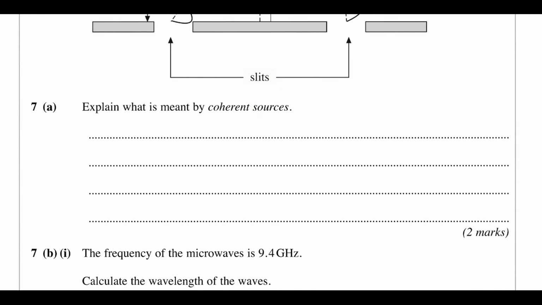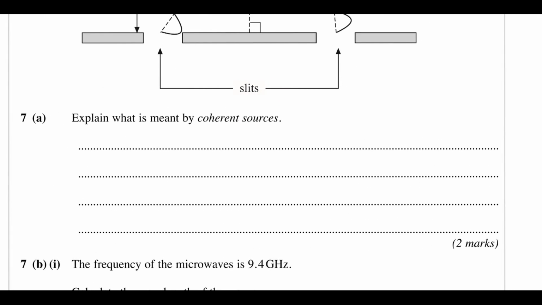Explain what is meant by coherent sources. So it's sources with a fixed phase difference. And you achieve that by having the same frequency or wavelength. It's light, so we know they have the same speed. All right, so that's what we've got there.